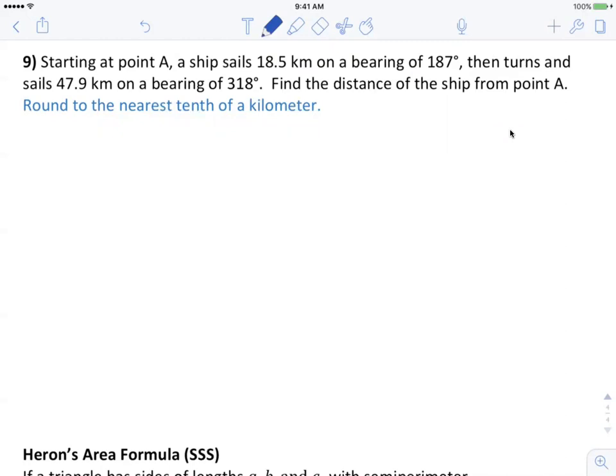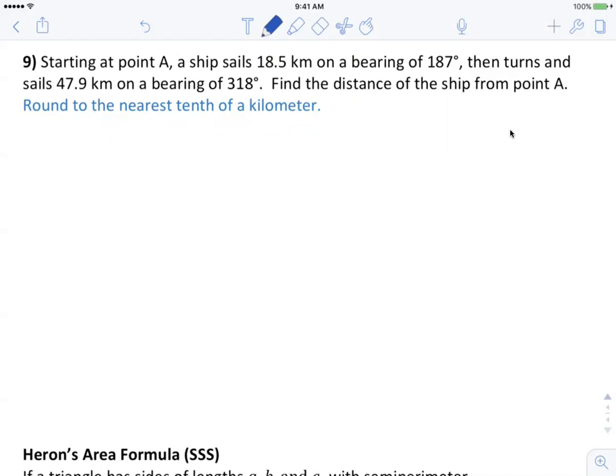This is page 4, continuing with law of cosines. We have another word problem. This one is going back to that bearing from way back in chapter 5, I think we did.